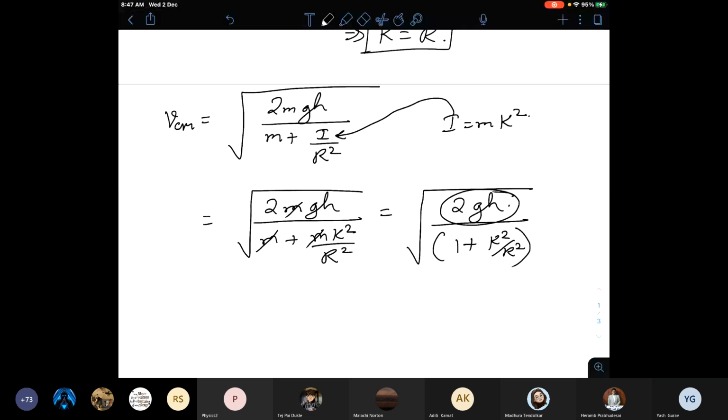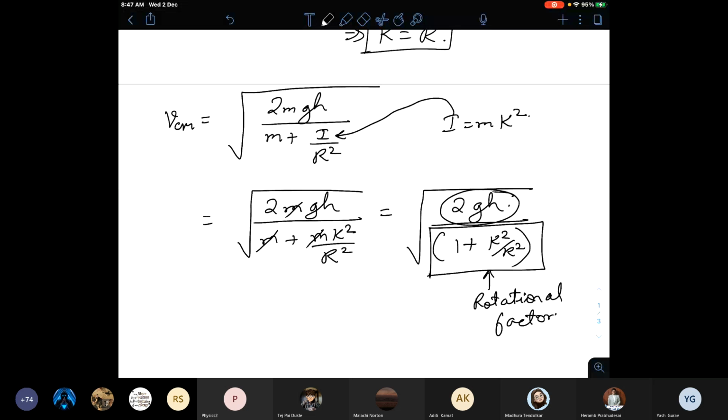Now, since there is a rotational motion involved with it, there is an extra factor of 1 plus k square by r square being introduced in the formula. This is also called the rotational factor. This boxed one is called the rotational factor, because of rotational motion in the object on the inclined plane. The extra term which is being introduced is this 1 plus k square by r square.